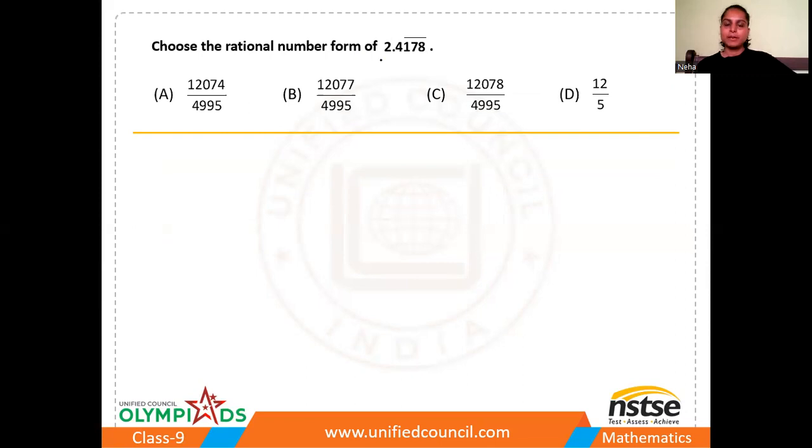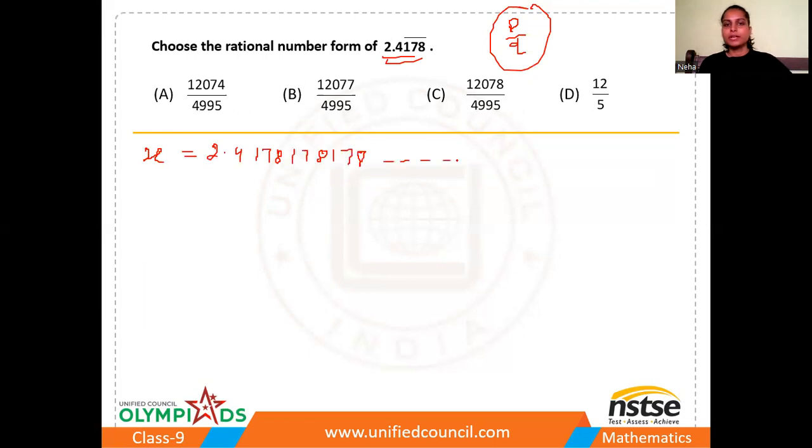Choose the rational number form of, okay. So basically what I have to do here, I have to convert this into the form of p by q. Okay. So for this question, we have the same steps, right? So let's suppose this number is nothing but equals to x. Okay. So if I write this number into the expanded form, I can write x is equals to 2.4178178178 and up to continue.